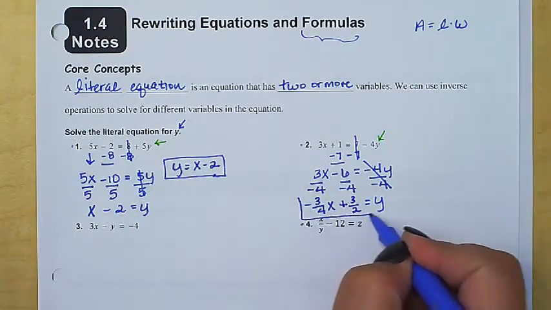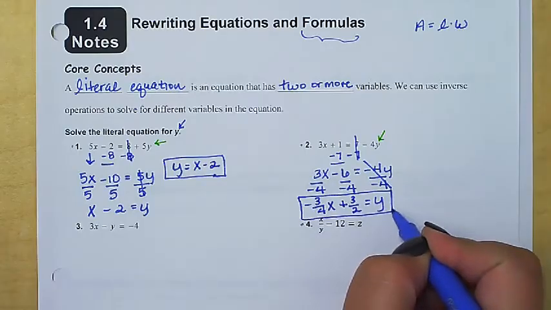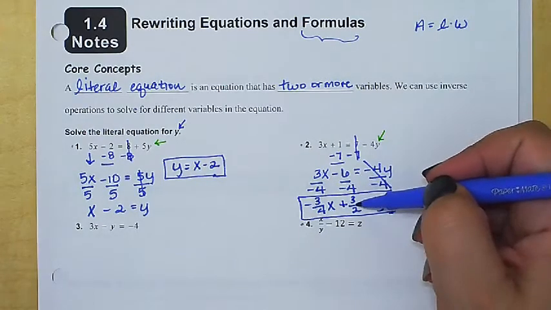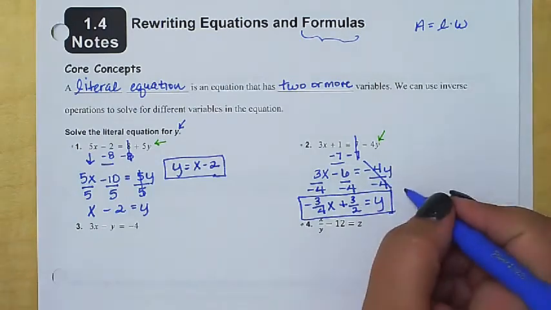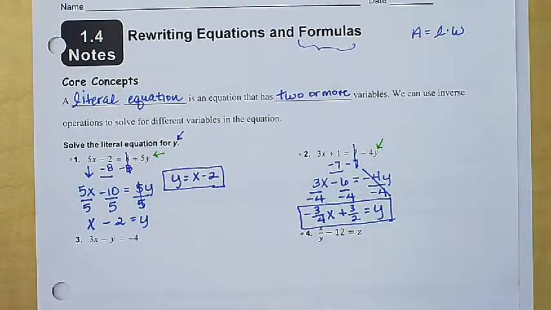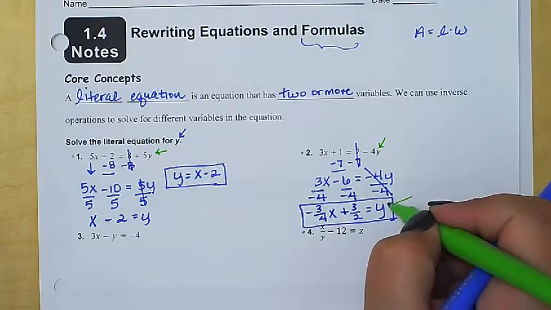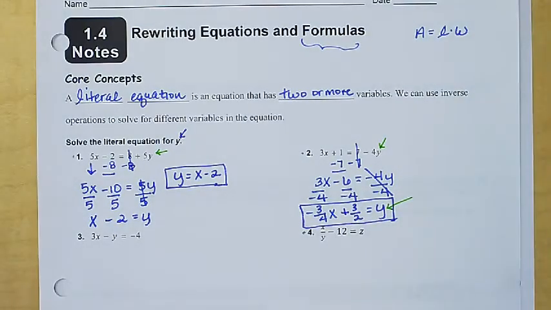And that is as far as we can go. I've simplified it as much as I can. If it was a fraction, I've simplified it. If there were things that could be combined, I did. I did what they asked me, which was to get that y variable by itself. And other than that, we're finished.